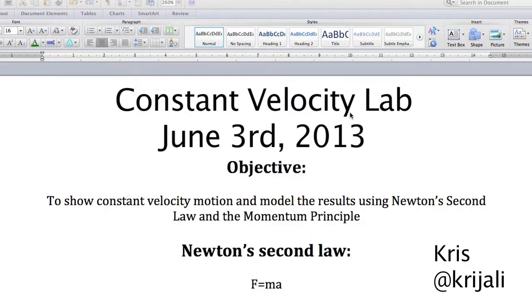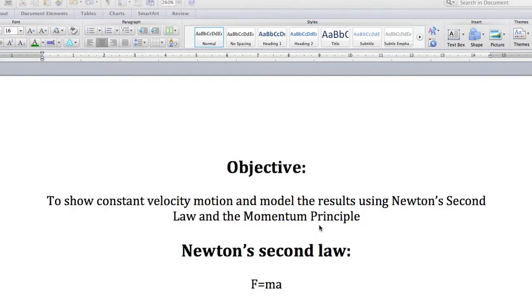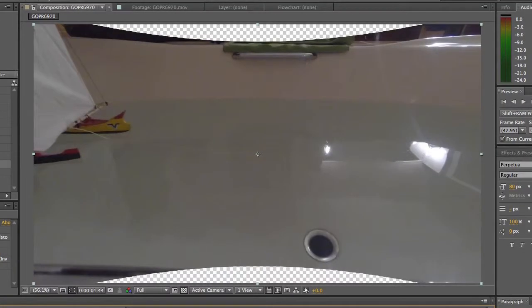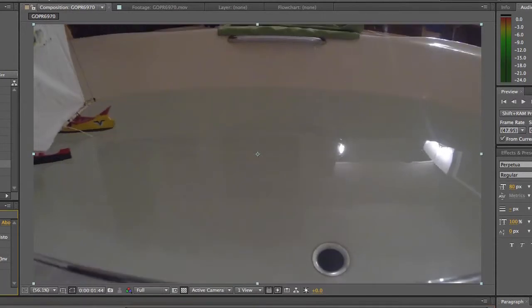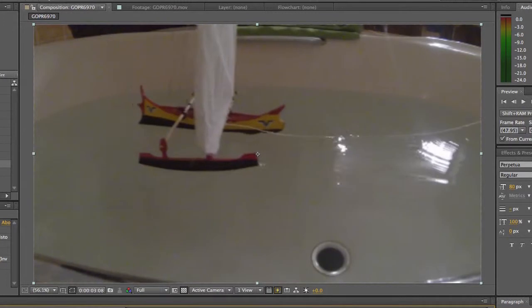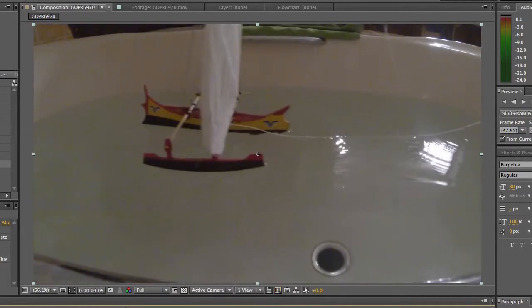Good morning, everyone. Our objective for the first lab is to show constant velocity motion and model the results using Newton's second law and the momentum principle. To do this, I used a pirogue in a bathtub. Pirogue is the chief watercraft vessel of the Vezo people in the southwestern area of Madagascar. It's a very beautiful vessel.